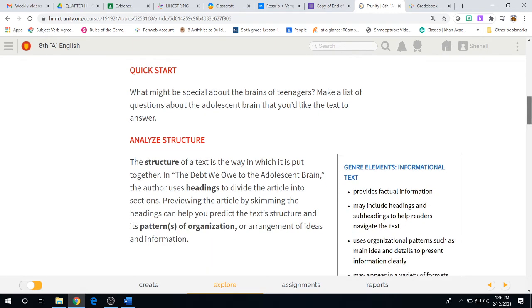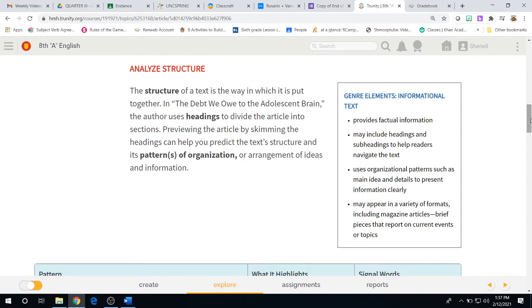Our quick start activity is, what might be special about the brains of teenagers? Make a list of questions about the adolescent brain that you'd like the text to answer. I'd want you guys to do a minimum of 3 questions and a maximum of 5 or 6 questions. Once you guys are done with that, it's time to analyze the structure.